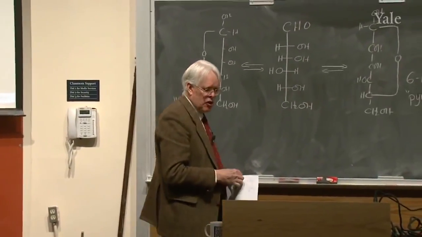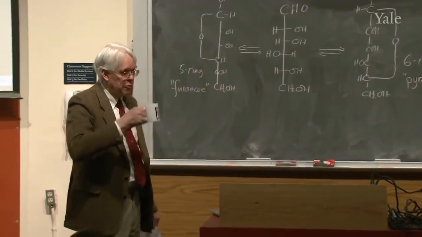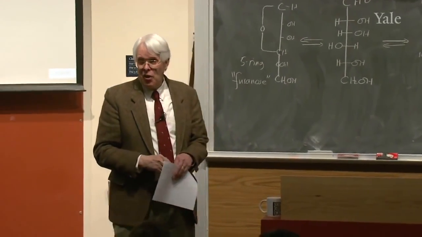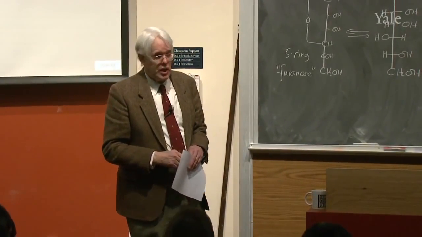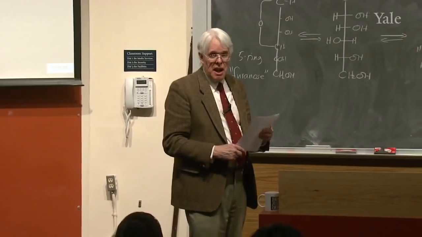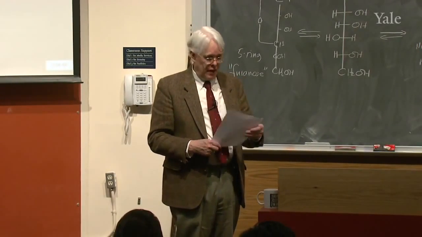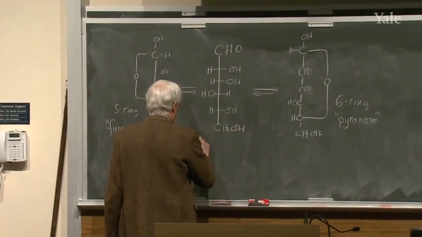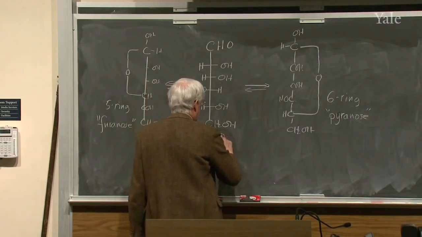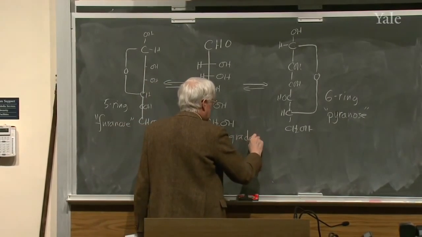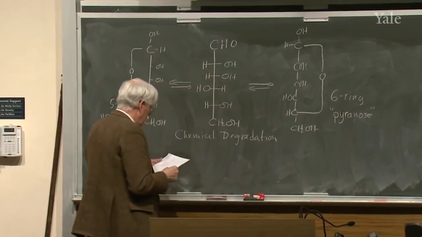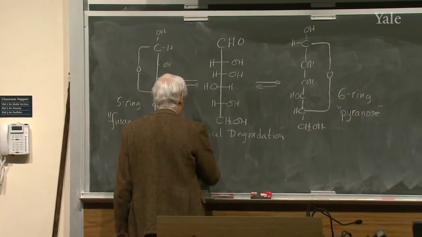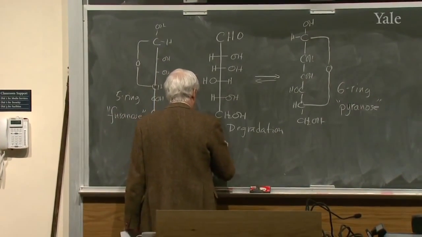Okay, now how could you find out which ring size it is? Well, the way it's actually done nowadays is by NMR. Okay? But in the old days, when they didn't have NMR, they had to do chemical transformations to figure out what was what. So chemical degradation. So one thing they could do would be to treat it with acid and alcohol, say methanol.